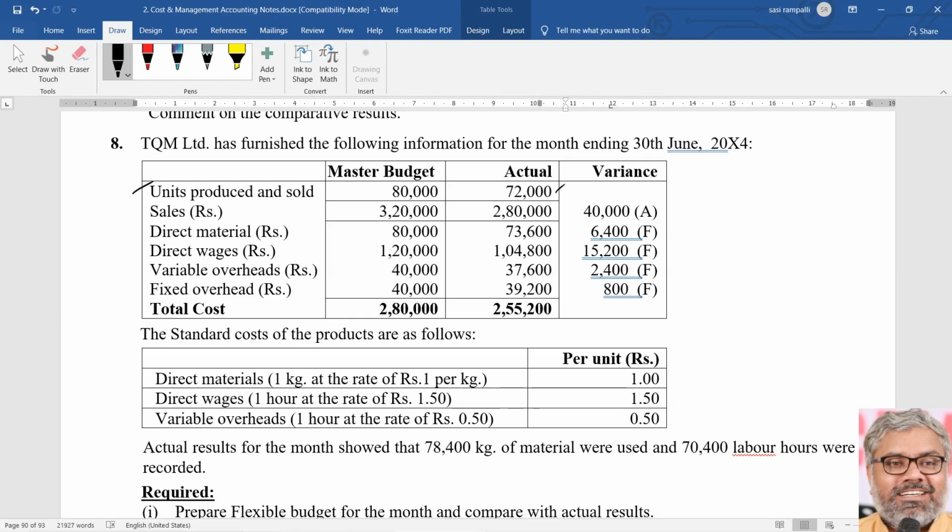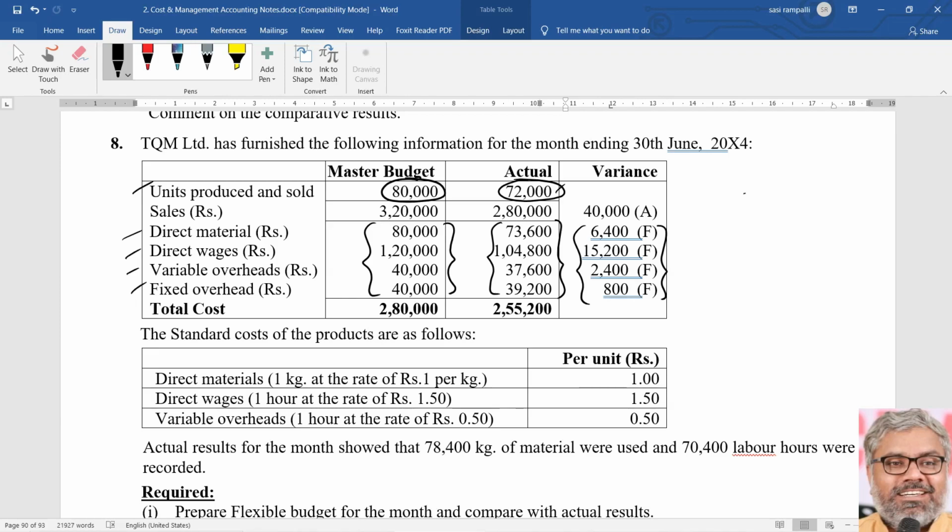Then the other types of information related to costs are given: material, wages, variable overhead, fixed overhead, all the cost details. Master budget is given, actuals are given, and then variances are also given. But once again, this is not the real or correct variance. That we should know. Why? Because the master budget is prepared for all these costs for the budgeted level of activity. That cannot be compared with the costs related to the actual activity that has really been performed. So if you compare these two, the variances will definitely be misleading. And I would like to remind you of the example I told earlier.